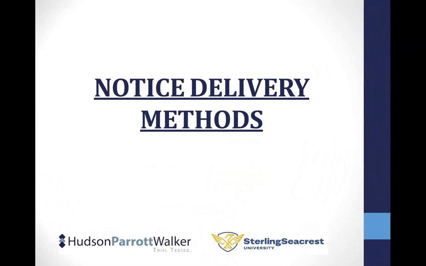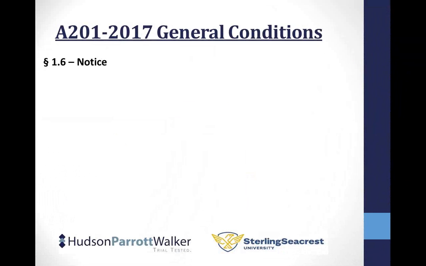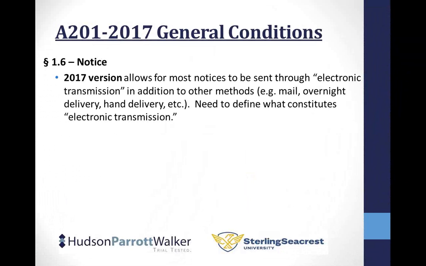So one of the changes that they made in the 2017 documents is with regard to notice delivery methods. They've recognized that we're now in a modern era where we have electronic communications. They allow notices, most notices, to be sent by electronic transmission. Now, of course, they don't define what electronic transmission is in the 201. They had included it in the digital data protocol exhibit that the AIA has made part of the agreement. I know on most projects, that digital data protocol exhibit is a little complicated. It's a little much. So a lot of folks have struck that exhibit.